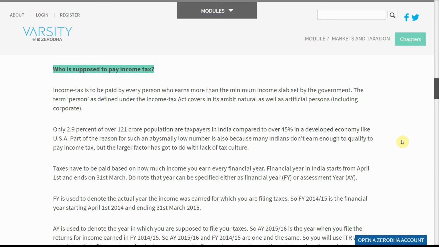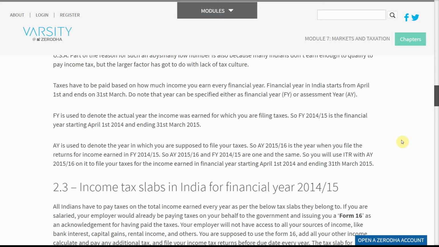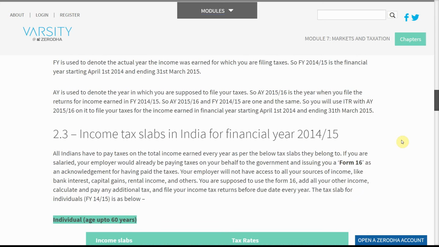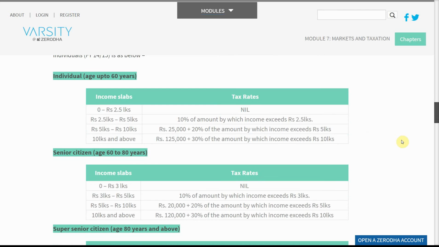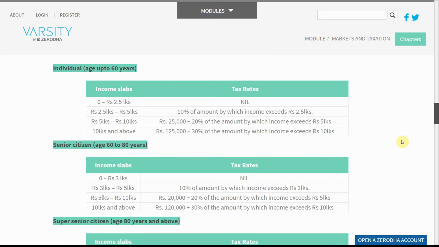Individual, age up to 60 years. Income slabs, tax rates. 0 to 2.50 lakh: nil. 2.50 lakh to 5 lakh: 10% of the amount by which income exceeds 2.50 lakh. 5 lakh to 10 lakh: Rs. 25,000 plus 20% of the amount by which income exceeds 5 lakh. 10 lakh and above: Rs. 125,000 plus 30% of the amount by which income exceeds 10 lakh.